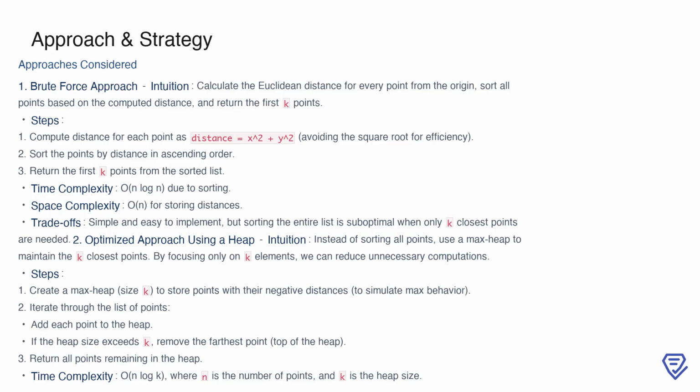Next, we have an optimized approach using a max heap. Here, instead of sorting all the points, we maintain a heap of size k to keep track of the closest points dynamically. The heap helps us efficiently discard points that are farther away as we iterate through the list. By focusing only on k elements, this method reduces unnecessary computations and improves efficiency. The time complexity here is O(n log k), where n is the total number of points, and k is the size of the heap. This makes it significantly better than the brute force approach for larger datasets.